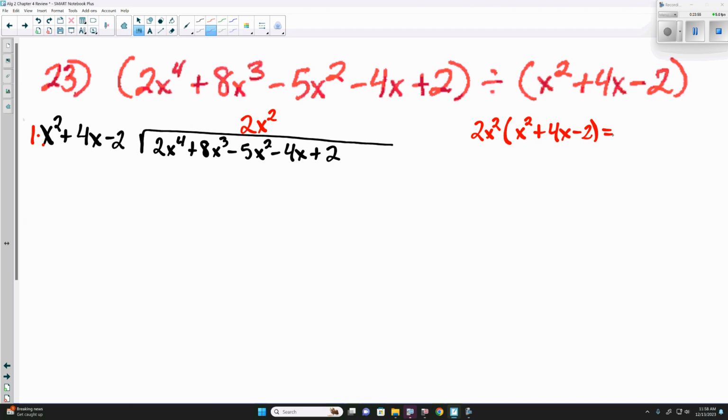2x squared times our x squared is 2x to the fourth. Our 2x squared times 4x, 2 times 4 is going to be plus 8x to the third. And our x squared times x is x to the third. And lastly, 2x squared times negative 2. 2 times negative 2 would be negative 4. And we still have our x squared. At this point here, we put this underneath what we're being divided, underneath our division bar.